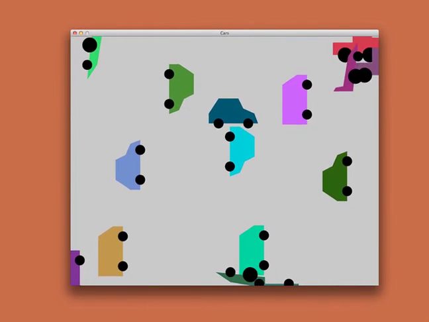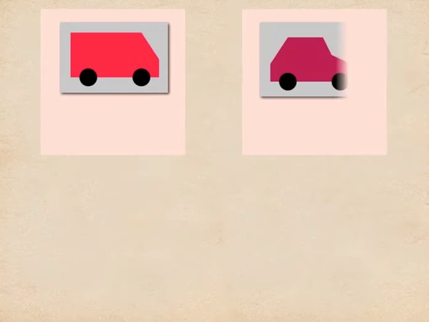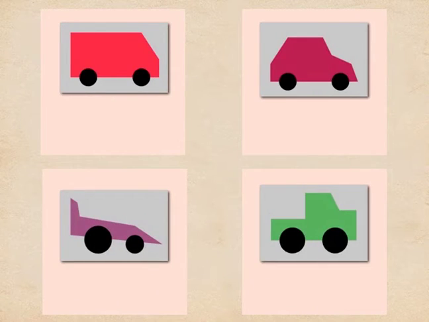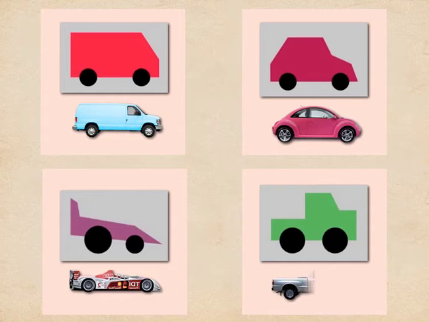But suppose I decided I wanted my cars to look more realistic. Right now I have 4 kinds of cars. We've got the van, the sedan, the race car, and the pickup truck. I'd like to replace these little cartoons with photographs. So I find a photograph of a van, I find a photograph of a little car, a photograph of a race car, and a photograph of a pickup truck. I'd like to use these photos instead of these cartoons.